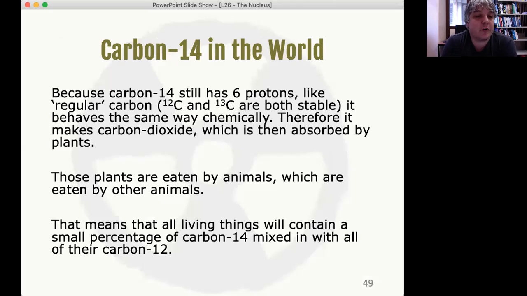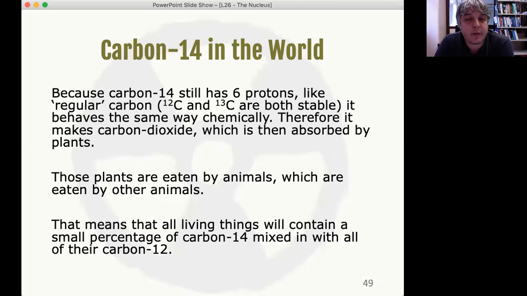Carbon-14 still has 6 protons, just like regular carbon. Regular carbon being both carbon-12 and carbon-13, which are stable. They're not radioactive. But carbon-14 is radioactive. Because it is still just carbon. It's still got 6 protons. It still undergoes the same chemical reactions and processes as carbons 12 and 13.